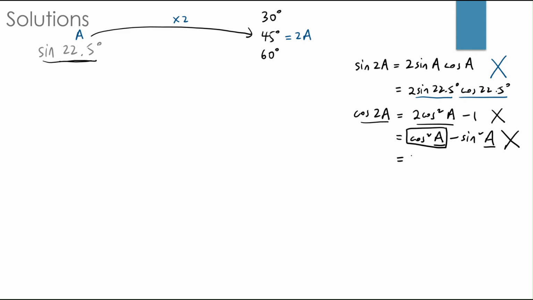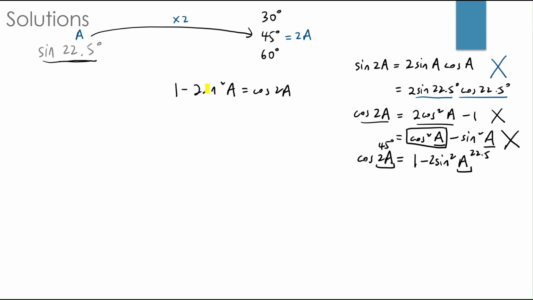And I have one last one, which is 1 minus 2 sine square A, which is equivalent to cos 2A. And now this is the best option. Let me explain to you why. If 2A is 45 degrees, A here is 22.5, and that's just nice for me. So I have 1 minus 2 sine square A equals cos 2A.